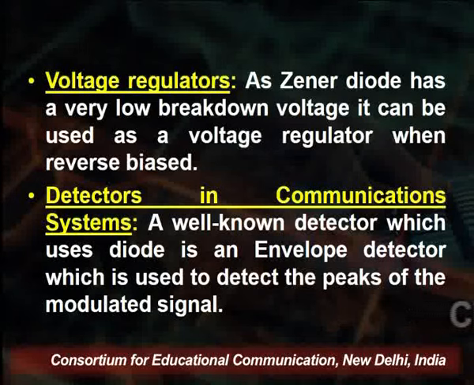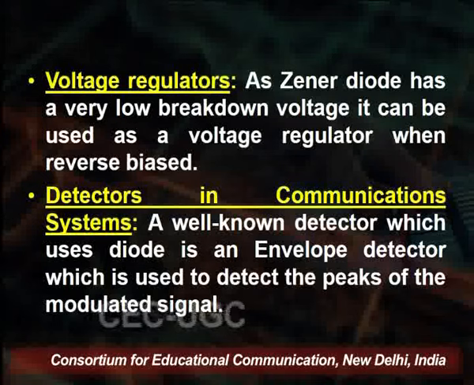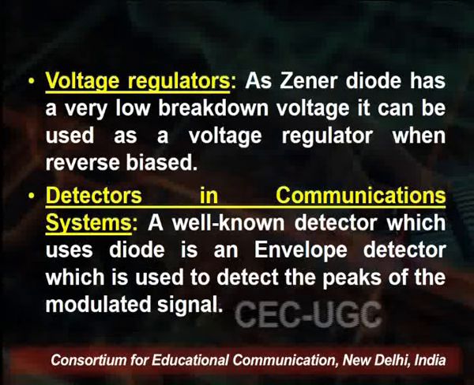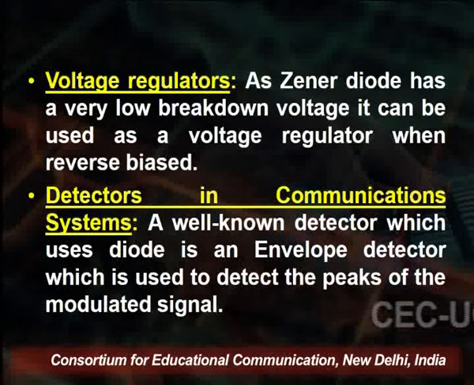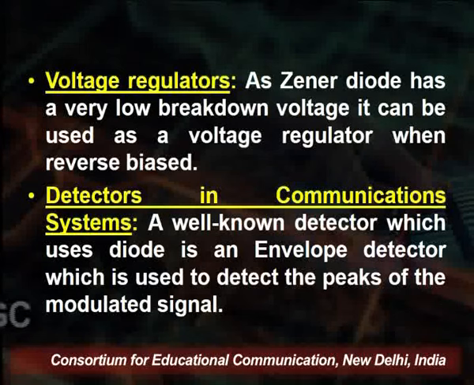Detectors in communication systems: a well-known detector which uses a diode is the envelope detector, which is used to detect the peaks of the modulated signal. So these are the basic applications of the diode.